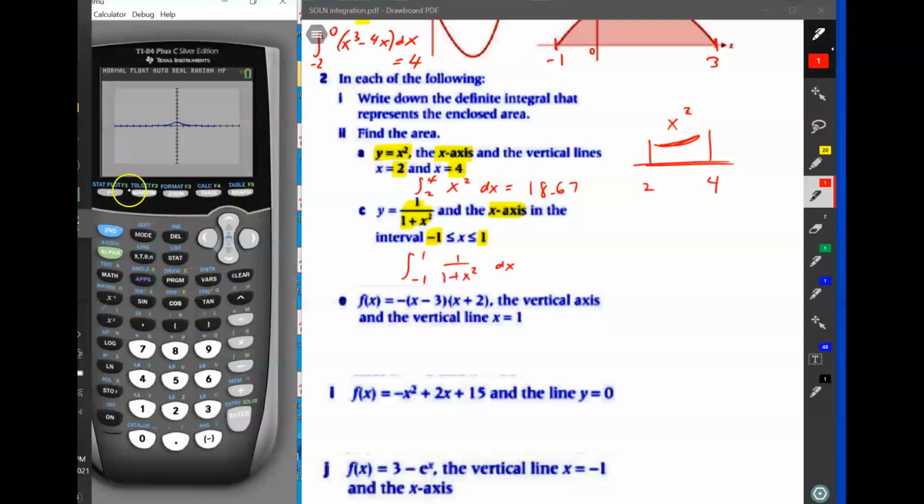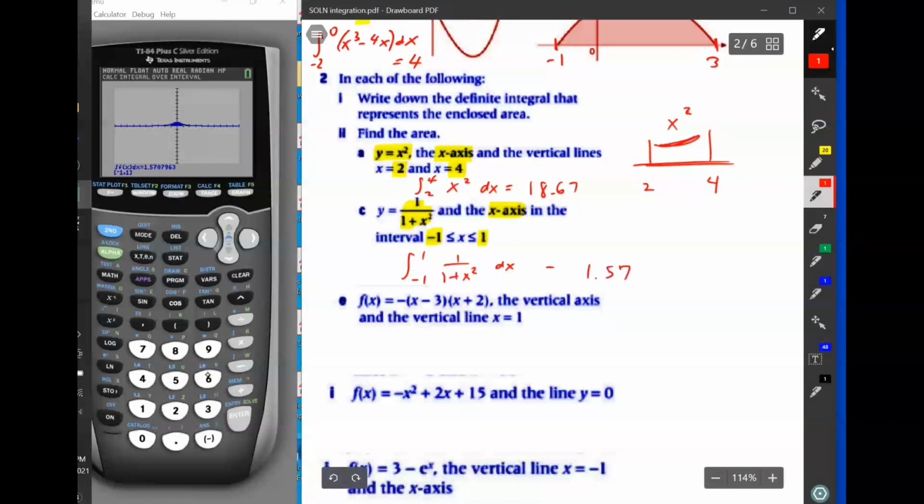A little lump there. And so I'm going to do second calc 7. And then I'm going to type in -1. And then +1. And the answer is 1.57. Okay? All right. Suspiciously looks like half a pi, doesn't it? Okay, last one.